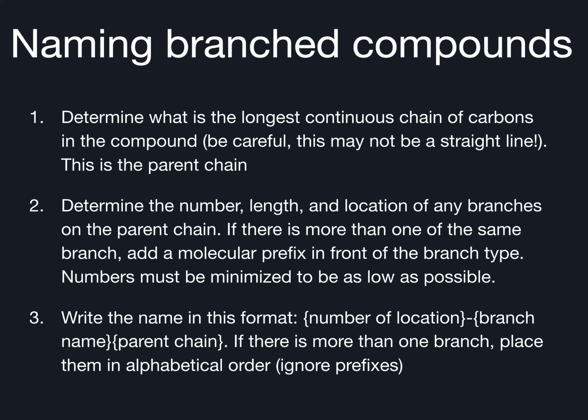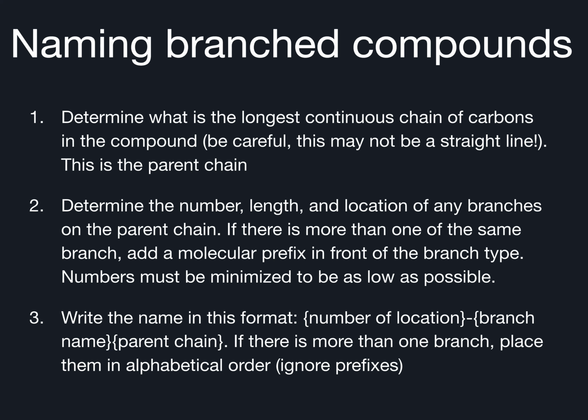Finally, what we're going to do is write out the name in a very specific format. We're going to write the branch location's number first, followed by a dash, then by the branch's name. If there's more than one branch, we'll repeat that format multiple times, and we do it in alphabetical order. And then we end the name of the chemical with the name of the parent chain. There's only ever going to be dashes as separations in an organic compound's name. We never use spaces at all.